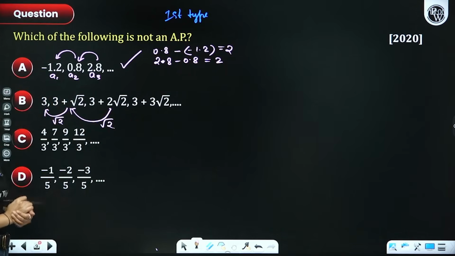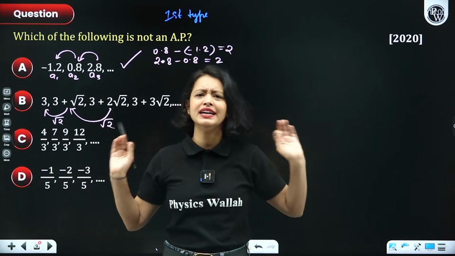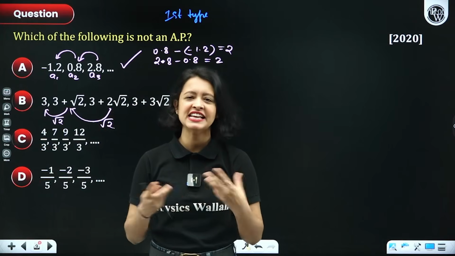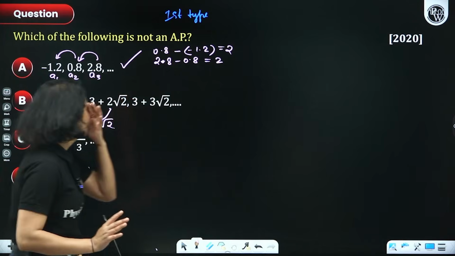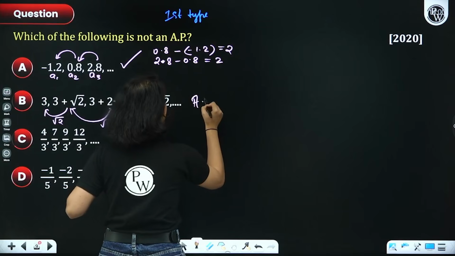So here again, we only need to go till A3. Figure out the common difference only till A3. That means figure out the common difference only 2 times. If you are getting the same common difference, then it would be an AP. That's it. Okay? So yes, here also this is an AP. This is again an AP.